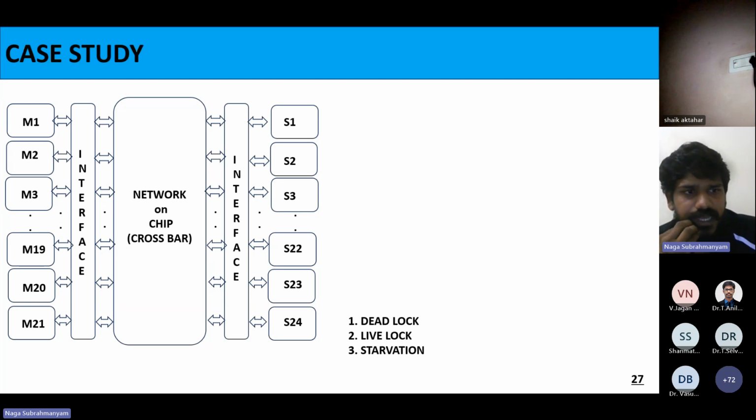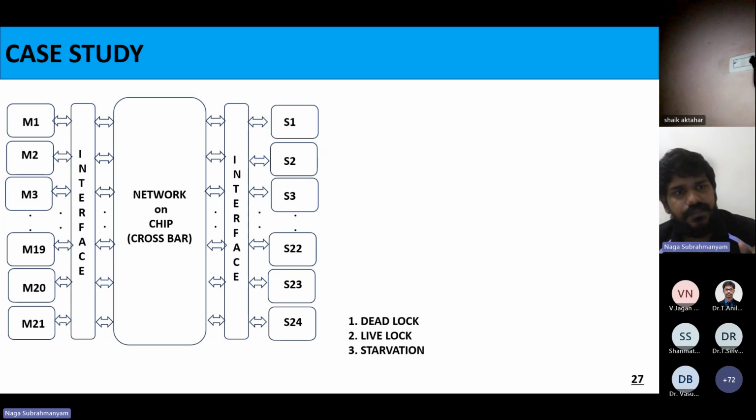Okay. Suppose M19 has the highest priority. Now M2's data is not reaching S3, right? So M2 is under low priority, so its data does not reach the destination. That is what starvation is. Its data packets are dropped on the NOC only.